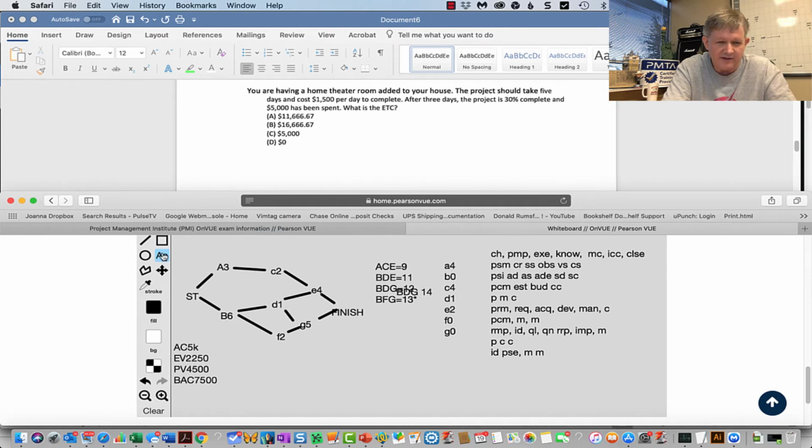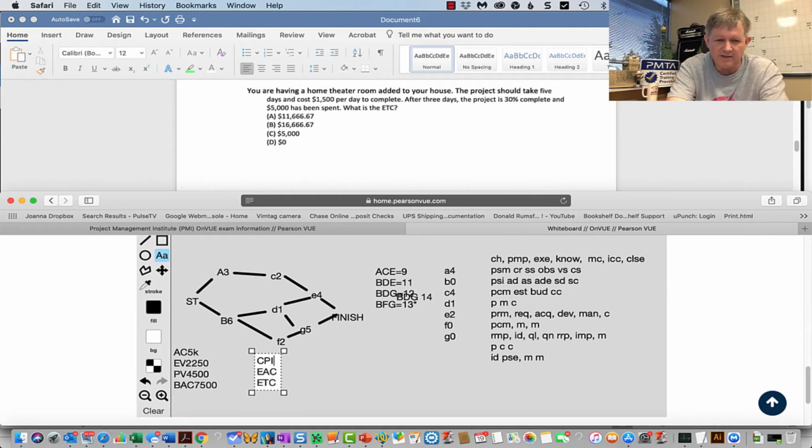The Agilist in me was coming out there saying time box. So I'm going to do CPI, because I know that I got to have the CPI and the EAC to get TCPI. So I'm just going to go ahead and populate there. Now, what I'm going to do is take 2,250 and divide it by 4,500. It gets me 0.5. So I'm going to put 0.5.